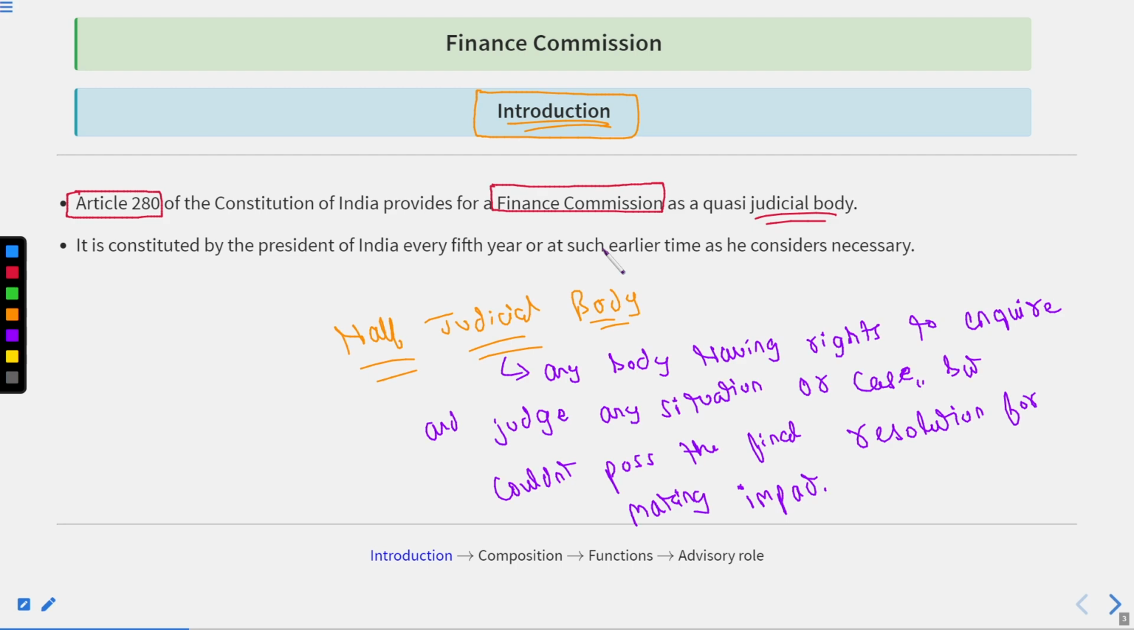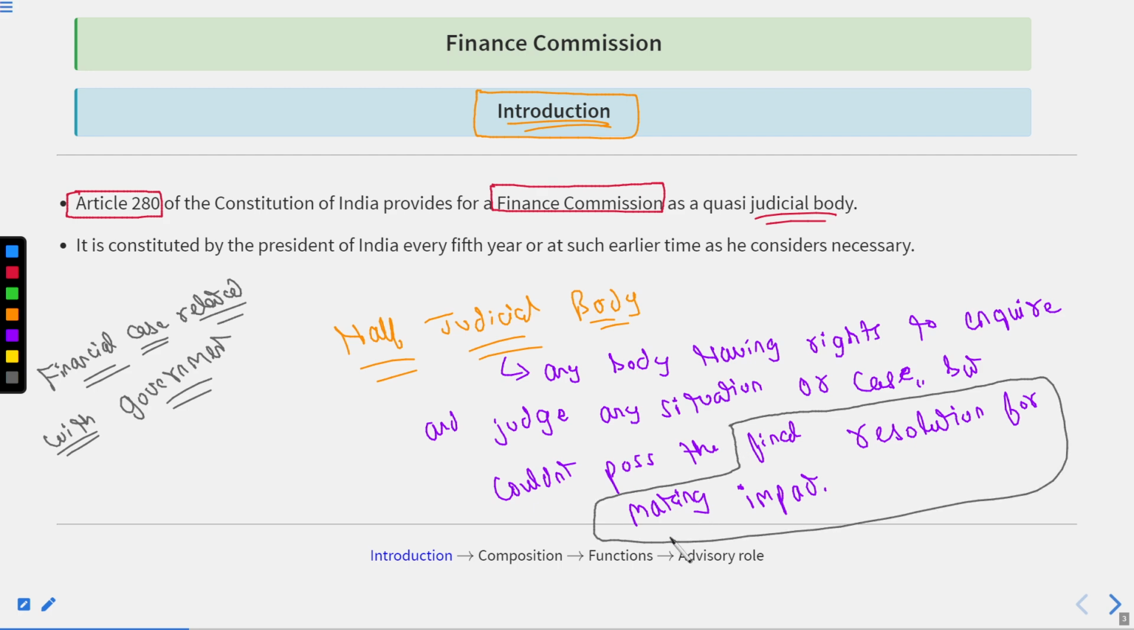So as we have seen the definition of a half judicial body, a similar thing happens with the Finance Commission. The Finance Commission has the right to inquire and judge any financial case related to the government. But because it is a quasi-judicial body, it does not have any final solutions for making impact. Okay. So I hope the quasi-judicial body concept, along with its relation to the Finance Commission, has been cleared to you.